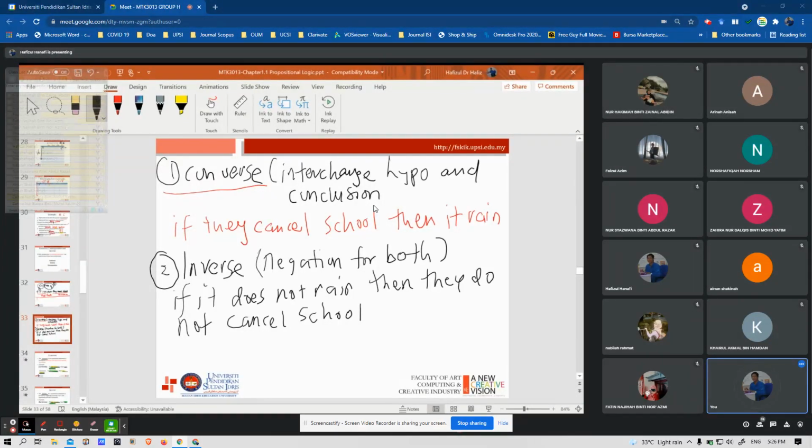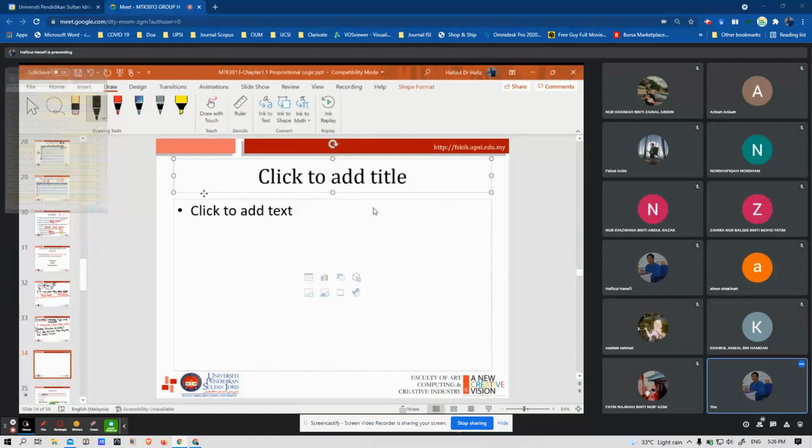Okay, boleh Akmal? Oh, jangan marah saya. Kamu ada kelas ke sebelum ni? Penat ketika kelas.